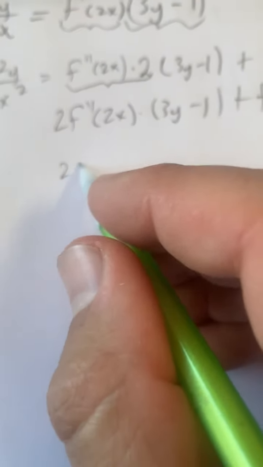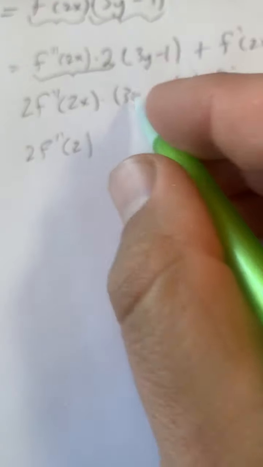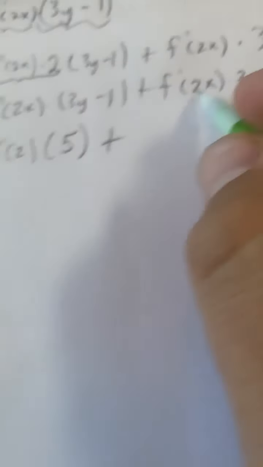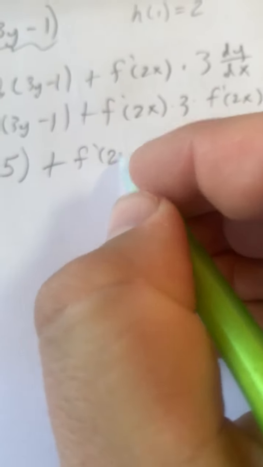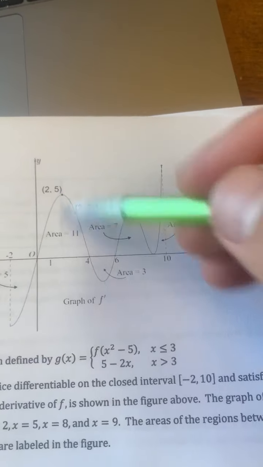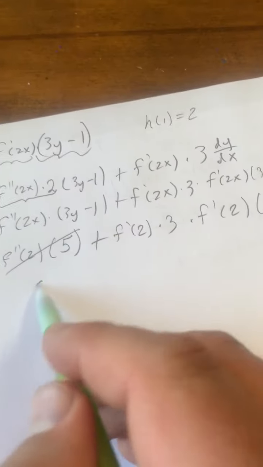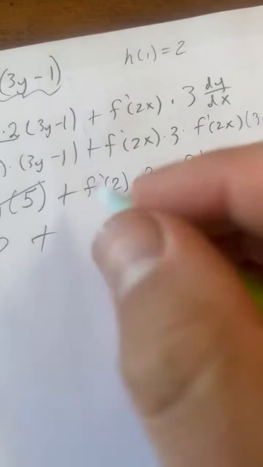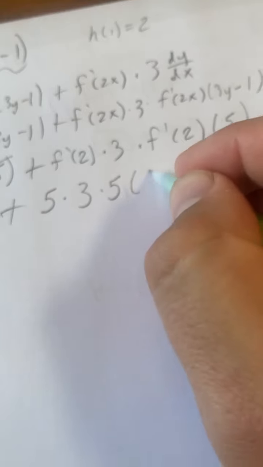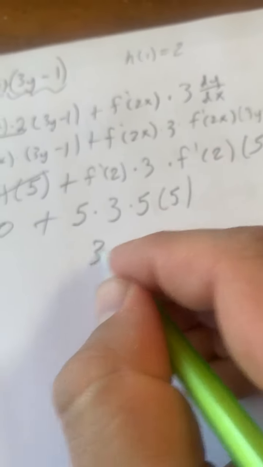So this is going to be 2 f double prime of 2. If I put a 2 in for y here, this is going to be a 5, plus, again, f prime of 2 times 3 times f prime of 2 times 5. Okay, so f double prime of 2, if I go look at this picture, f double prime is the slope here. The slope is 0 there. It tells me down here in the description. So this part becomes 0. F prime of 2 is equal to 5 times 3 times 5 times 5. So I get what, 375?